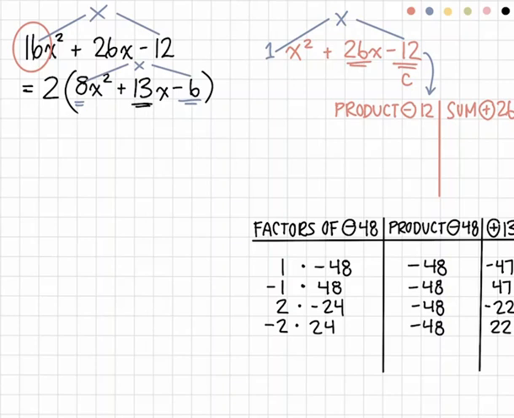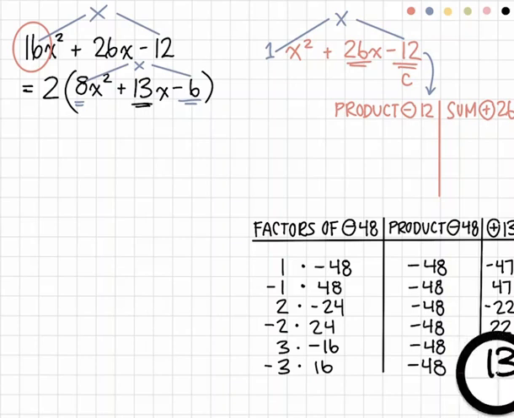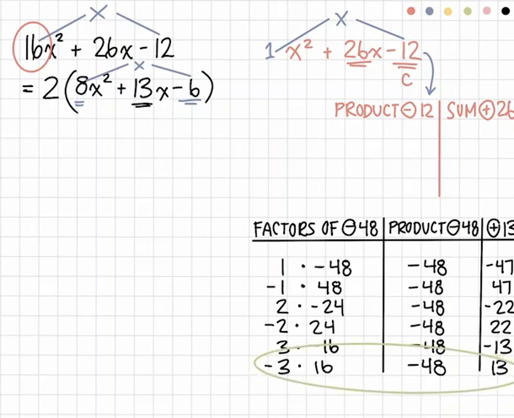Okay, next one I'm going to try is 3. I'm going to do 3 times negative 16. That's going to give me negative 48. And when I add it together, I'm going to get negative 13. All right, here we go. Negative 3 times 16. That's going to give me negative 48. And that's going to give me a sum of 13. So those are the factors that I was looking for. Awesome. Now, what's going to happen here is you're going to continue to bring down your 2. Actually, you know what? I'm going to leave a little more space so I can show you. You're going to bring down your 2.